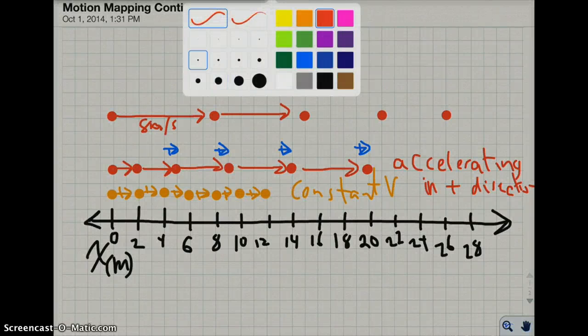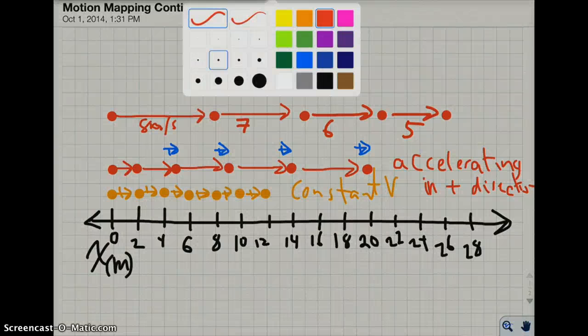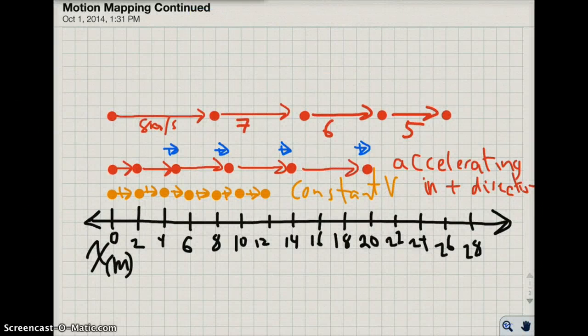Okay, so the velocity decreases by 1 meter per second each time. So we go from 8 meters per second to 7 meters per second to 6 meters per second to 5 meters per second, and we could just continue on. Well, so what do the acceleration vectors look like in this case?